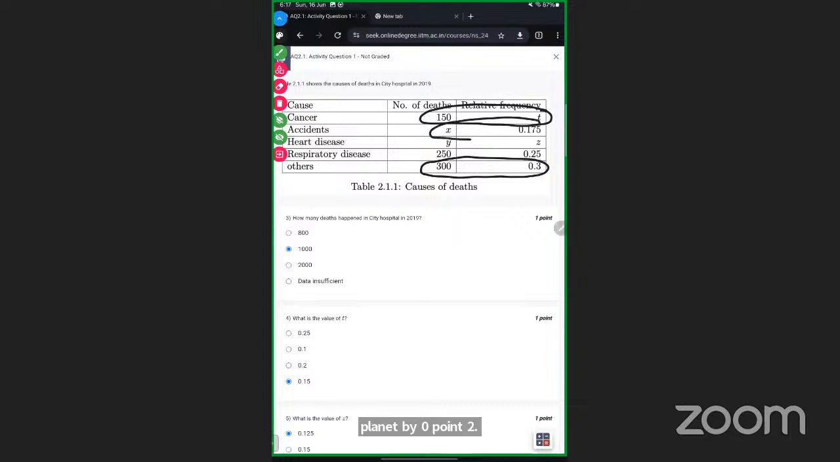From this also you can do it. You can find x first. This is going to be 175. If we calculate the total number of deaths, then it will be easy for us to calculate the other values too. You can go that way.